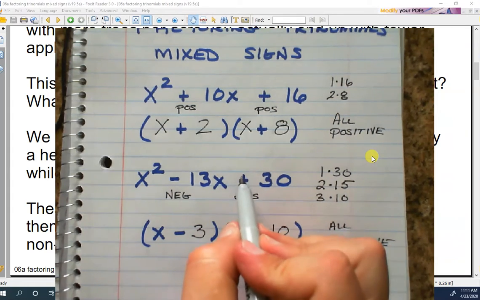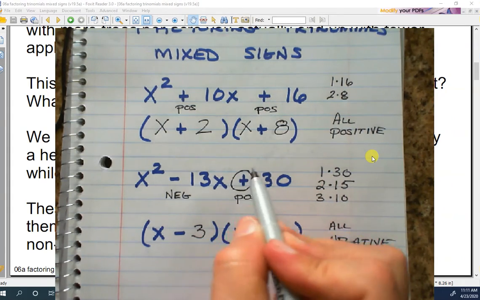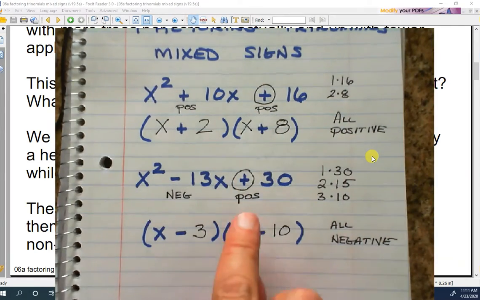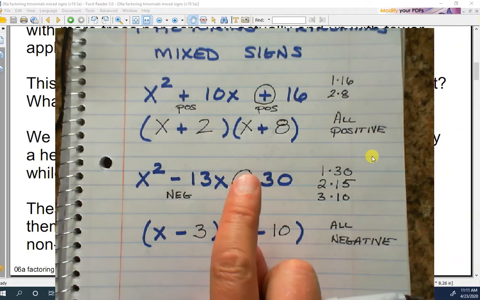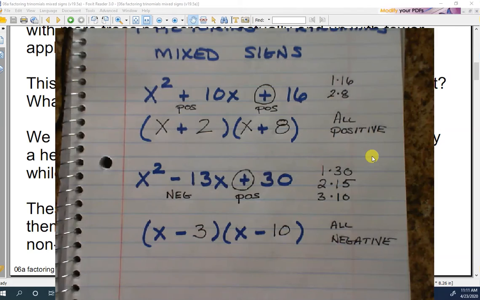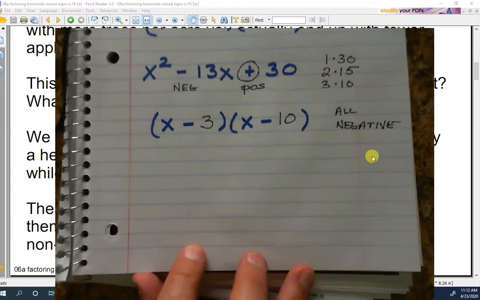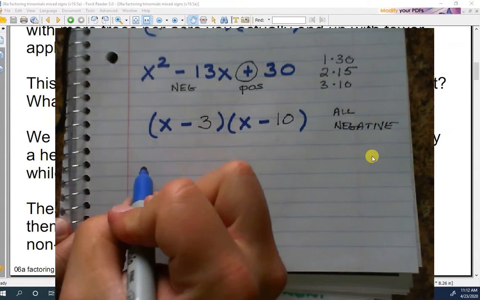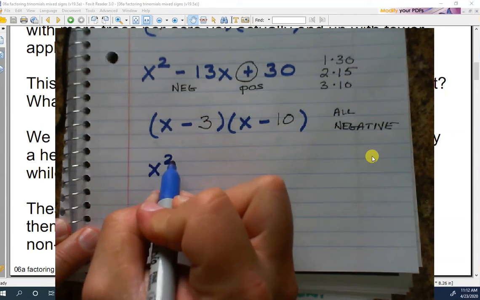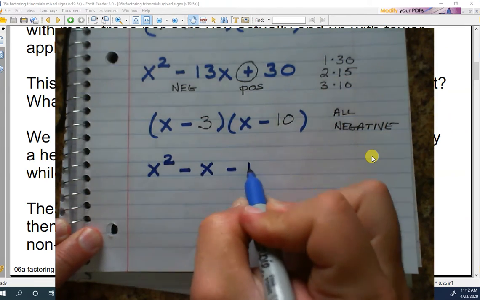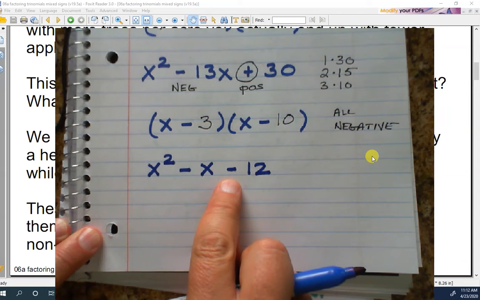Now something I want you to see on both these, the all negative and the all positive both have a positive last term. And that's because a negative times a negative is a positive, and a positive times a positive is a positive. Now we're going to do a mixed sign. And that negative right there tells me that it's going to be a mixed sign.